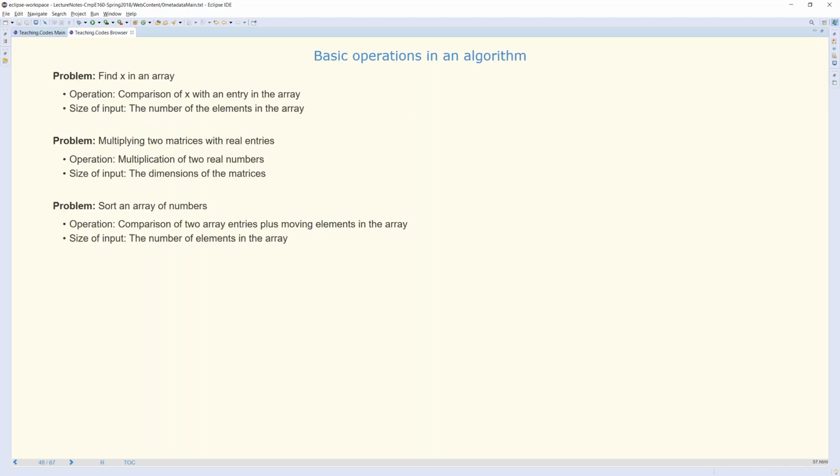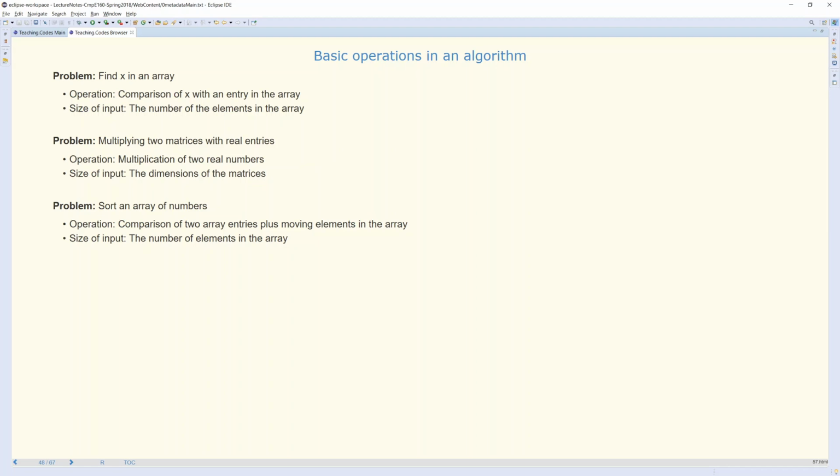Consider different problems. For example, let's try to find x in an array. The operation we need to do is compare the value that's being searched, which is x, with each entity in the array, one by one. So the size of the input here would be the number of elements in the array.